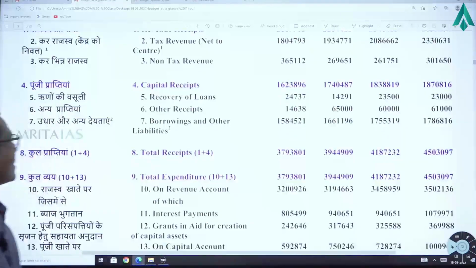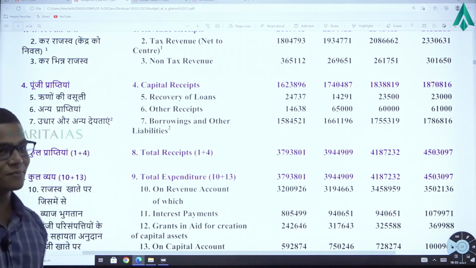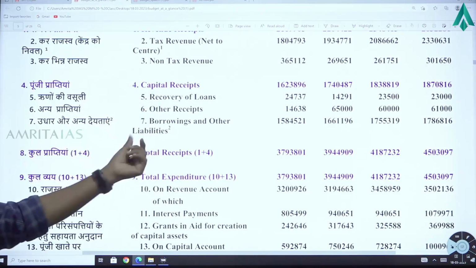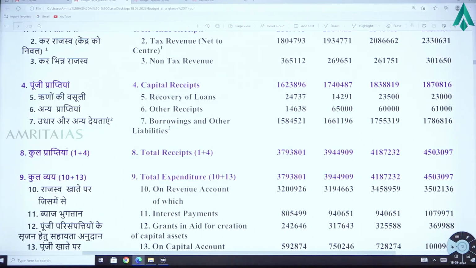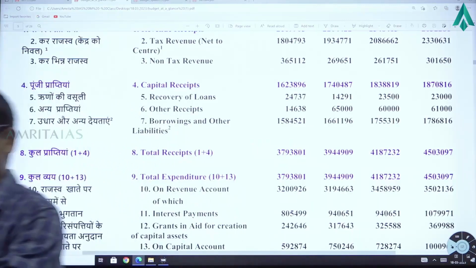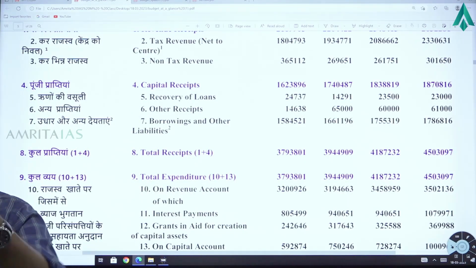What is the capital receipt? 18,70,816. In this, recovery of loans, how much? 23,000 crore. Other receipts is how much? 61. Other receipts means disinvestment proceeds. Now, disinvestment proceeds, dividends and profits come under non-tax revenue. Disinvestment proceeds, that means if you go for disinvestment, that should be part of capital receipt, no? Actually in this 61, 51,000 is only from disinvestment proceeds. Remaining 10,000 is from asset monetization.